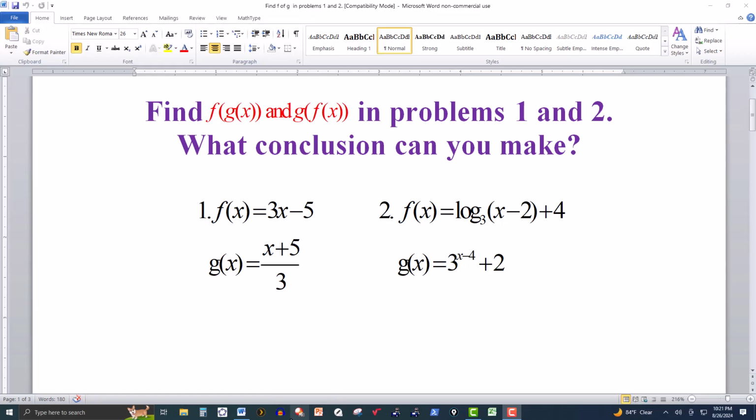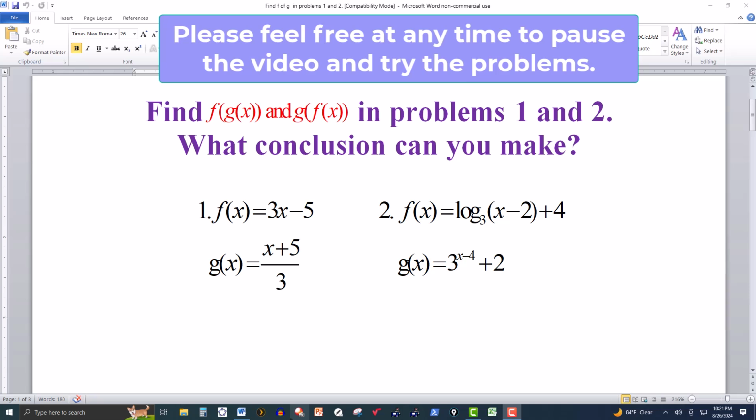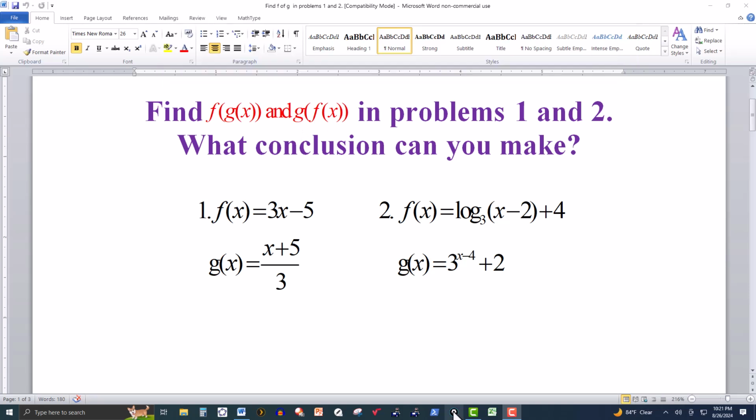In this video, we're given two problems, and they both have a function f and a function g. We want to find f of g of x and g of f of x. That is the composition of f with g and the composition of g with f. And then based on the results, make a conclusion.